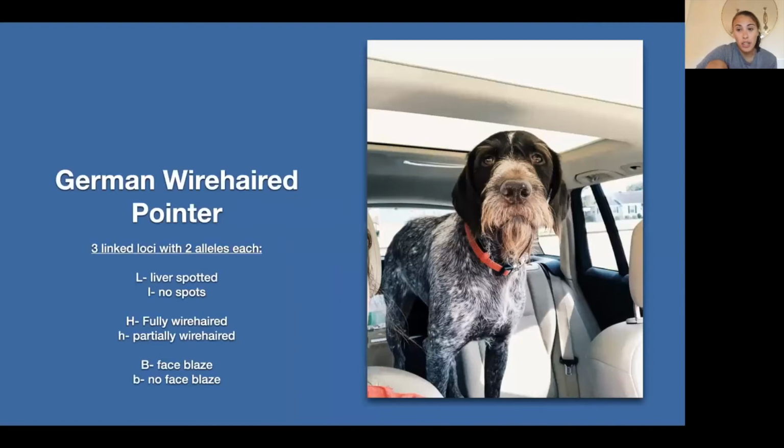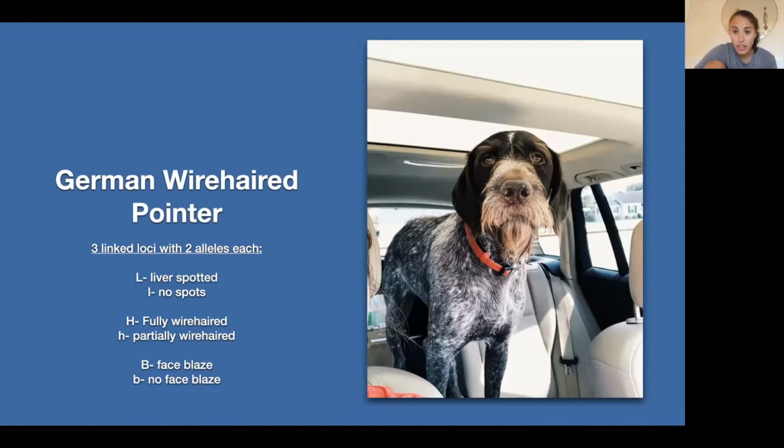I'm going to be using the German Wirehaired Pointer for my examples. The 3 linked loci I picked, I don't know if they're truly linked. I just kind of picked them because they're visibly, you can tell what I'm talking about. So we have liver spots or no liver spots, fully wire-haired or partially wire-haired, and a face blaze or no face blaze.